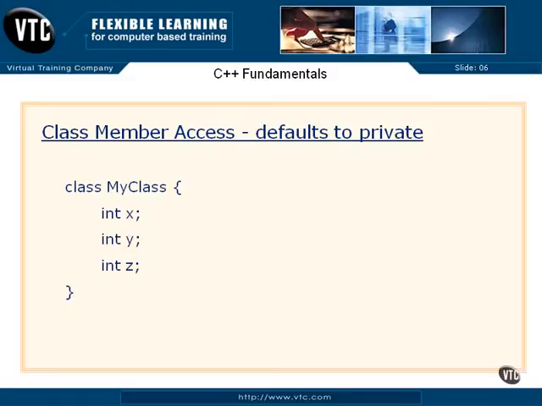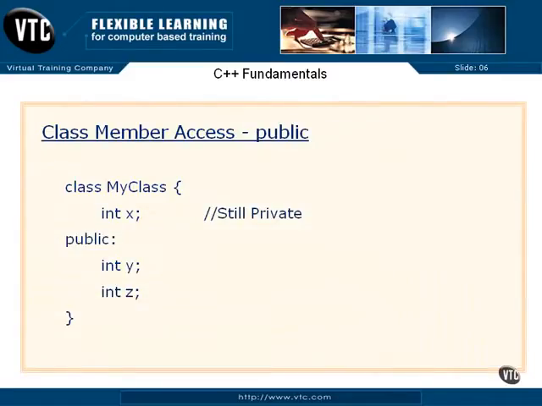Here, for example, is a simple myClass being created. All of these members, X, Y, and Z, are private because we have not said otherwise. So only, and we haven't defined any methods here, but only methods of myClass would be able to work with X, Y, and Z and store things in them. It gives a very tight black box, or encapsulates the data within the class.